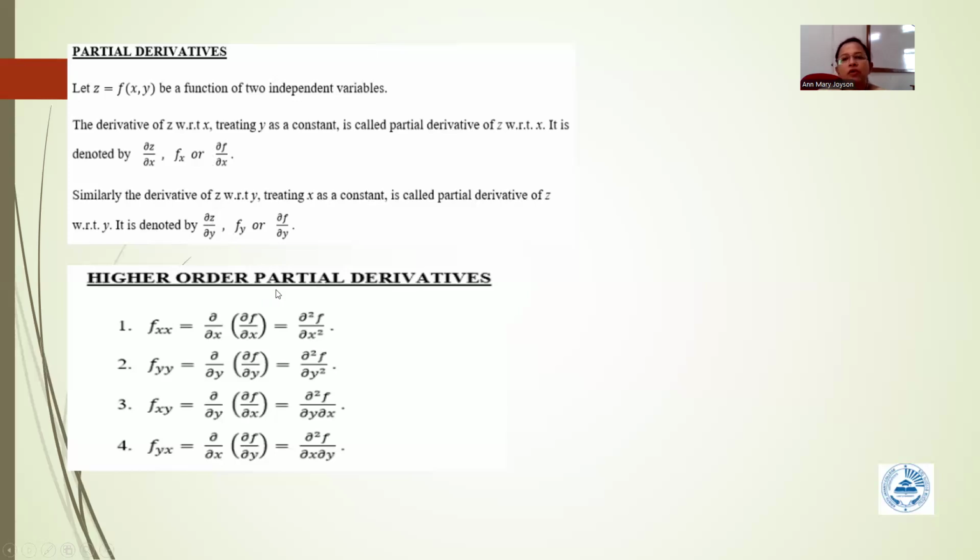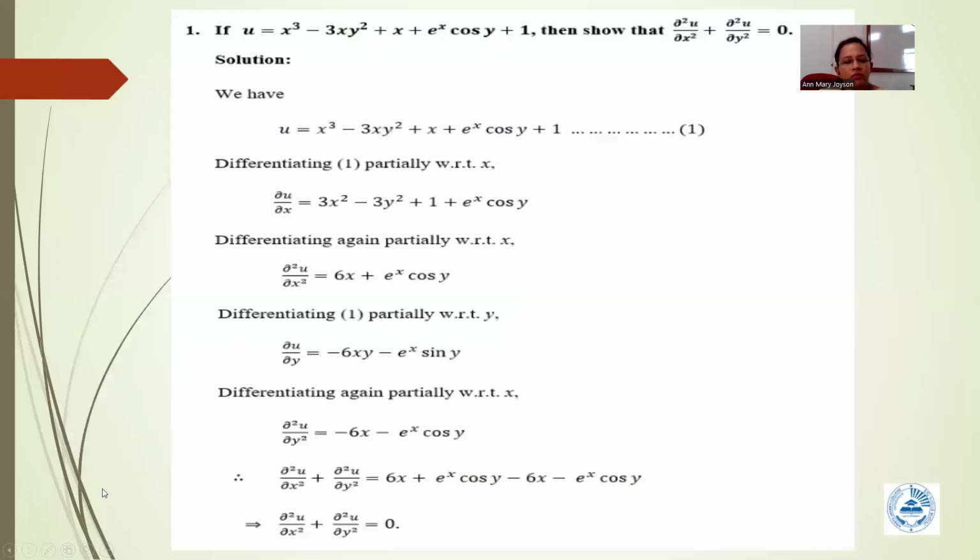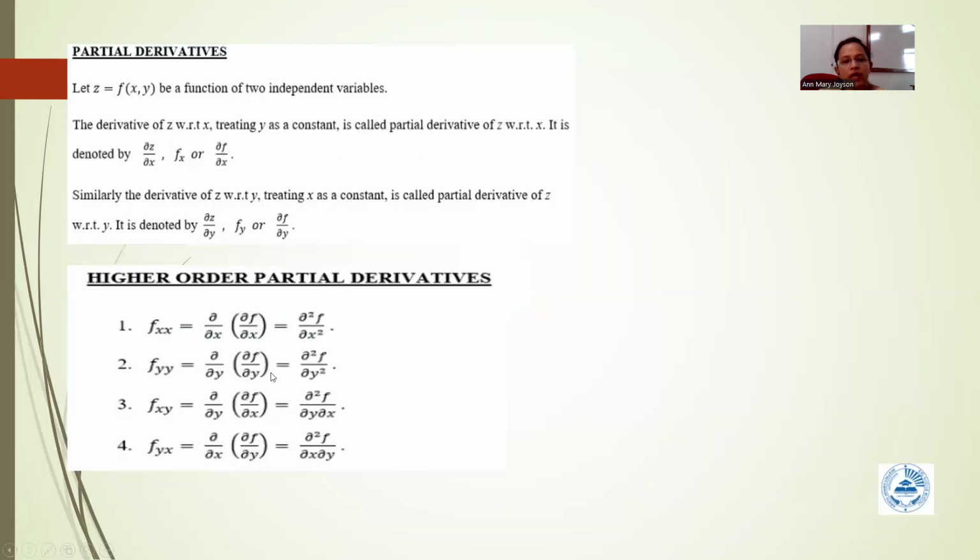The notations for higher order derivatives are f_xx, f_yy, f_xy, f_yx. f_xx means we partially differentiate ∂f/∂x once more with respect to x. f_yy means we partially differentiate f once more with respect to y. f_xy means we partially differentiate f with respect to y again.